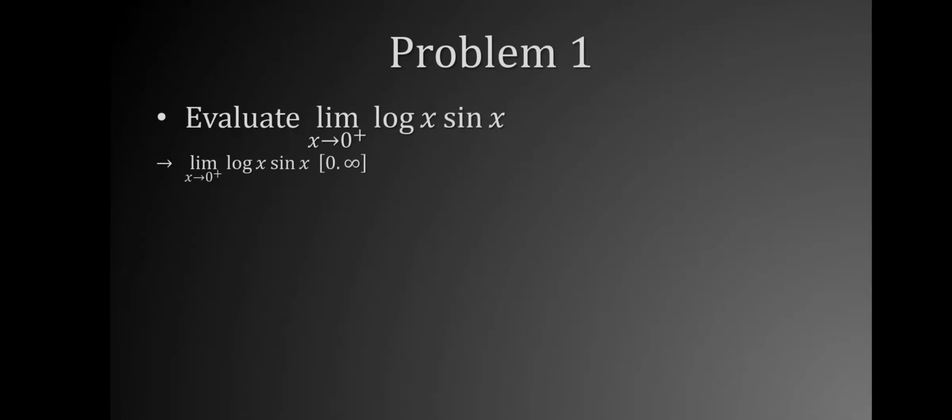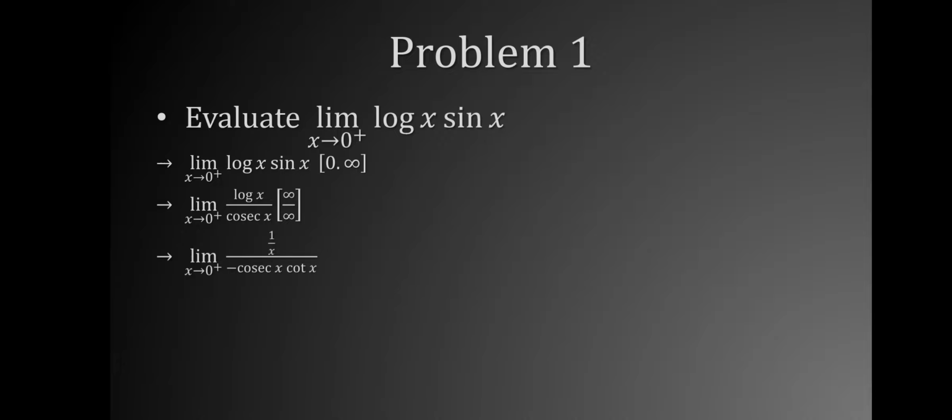Given any limit, I can always convert it into either 0 by 0 or infinity by infinity form. In this case, I can write sin x as 1 by cosec x, and so my given limit becomes infinity by infinity form. And once it becomes infinity by infinity, I can make use of L'Hopital's rule. So now let us do the derivatives.